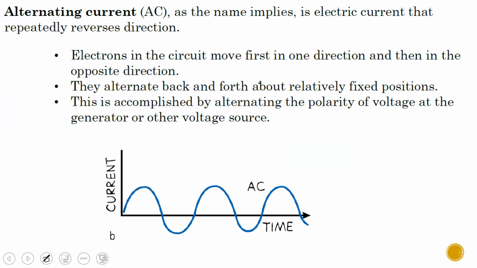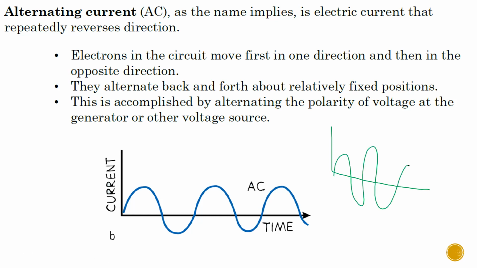Now let's talk about AC, or alternating current. Alternating current, AC, means the electric current that repeatedly reverses direction, like a sinusoidal wave. Do you remember the sine in math? It's like this. Here is the AC. Electrons at first move in one direction, like we said before. Then they move in the opposite direction. Then it alternates back and forth until it finishes its period.